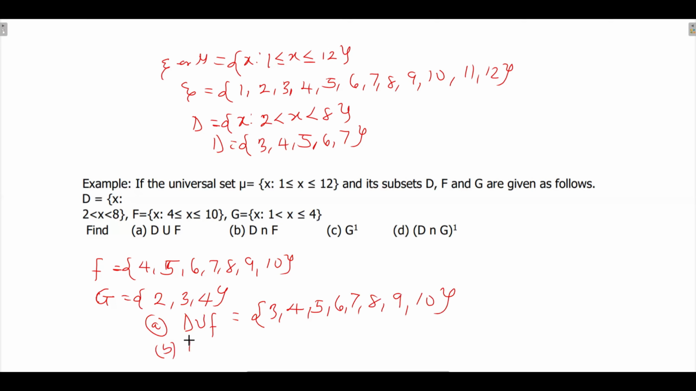And B, D intersection F. What is common to both D and F? What are the elements that are common? We have 4, 5, 6, and 7.